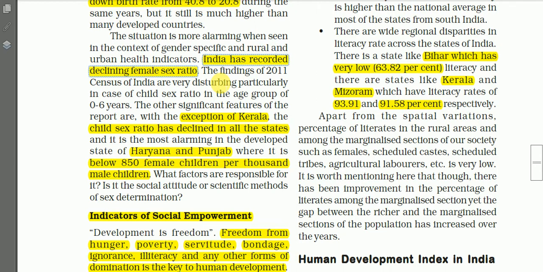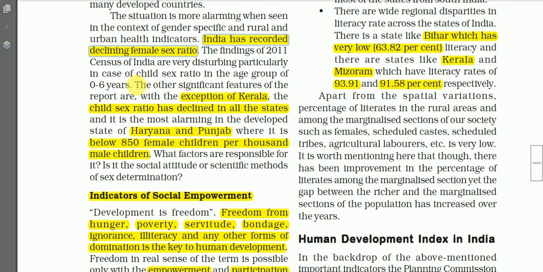The findings of the 2011 census are very disturbing, particularly in case of child sex ratio in the age group of 0 to 6 years. So when we examine the sex ratio of the age group 0 to 6, it is very, very alarming.